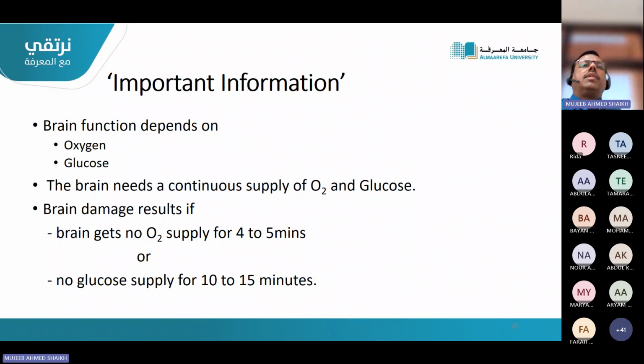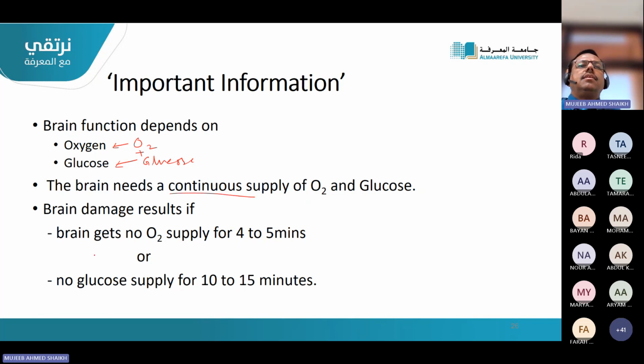So this is all about the lecture number 1. Some important points other than what we have just seen: brain function depends upon two things, supply of energy and supply of oxygen. Oxygen supply should be continuous, and energy in the form of pure glucose. In the form of glucose, not other proteins or something. It requires them continuously. So oxygen plus glucose are required all the time to function properly.